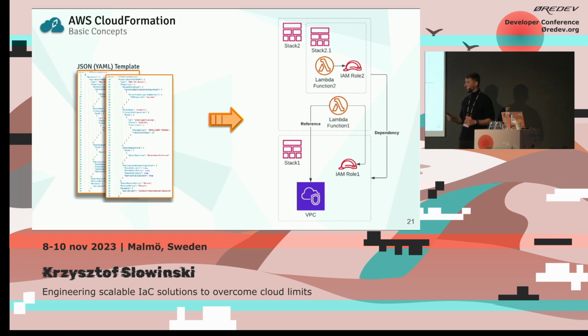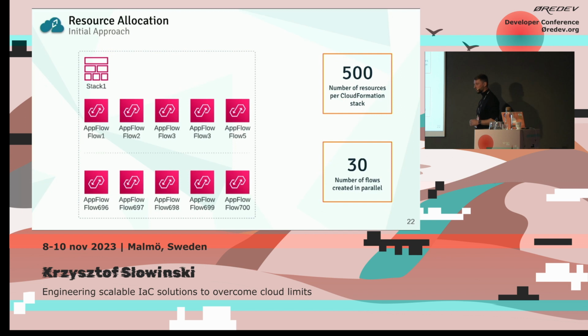What is also important to mention in the context of limits is that the nested stack counts as one resource. Remember that we mentioned that we have a limit of 500 on the number of resources in a stack. A nested stack is one limit, so one resource. So stack 2 effectively has 2 resources. It has a Lambda function, so that's one resource, and nested stack 2.1. And this is important because then we have to architect our solution.